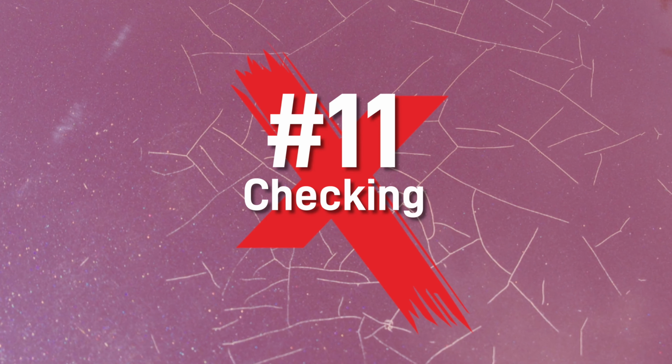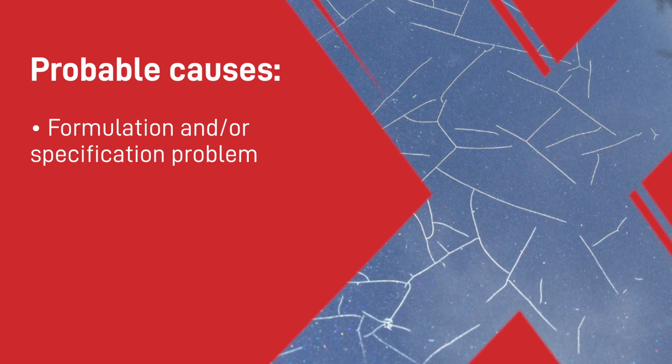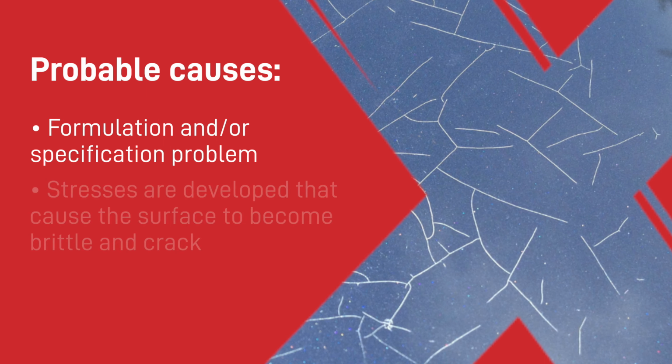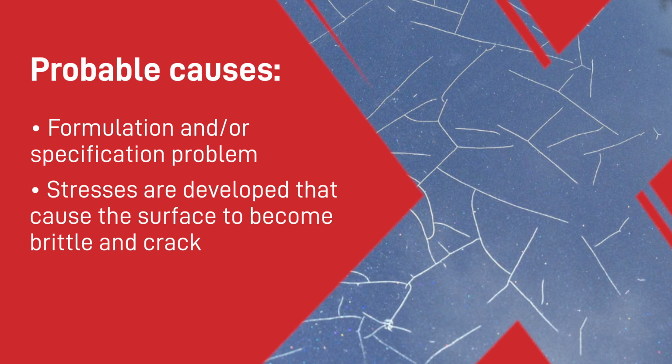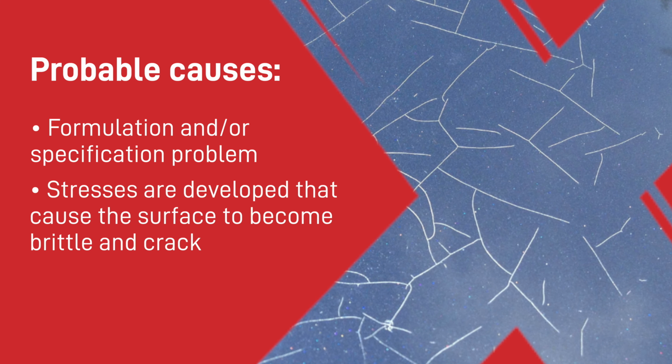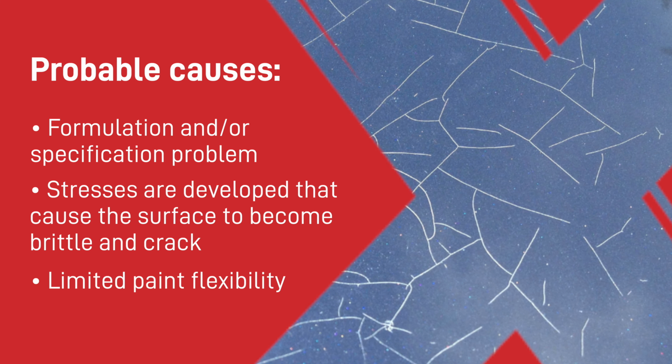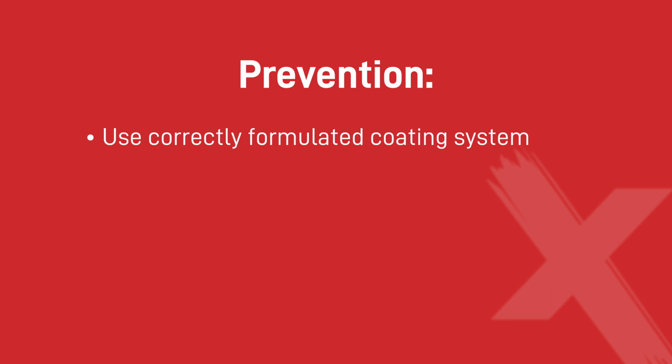Next, we move on to checking. This is typically caused by a formulation or specification problem. As with cracking, stresses are developed that cause the surface of the paint film to become brittle and crack. Another cause could be limited paint flexibility. By using a correctly formulated coating system, checking can be prevented.